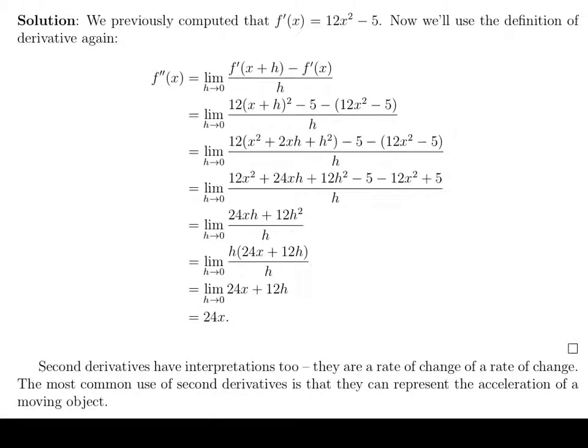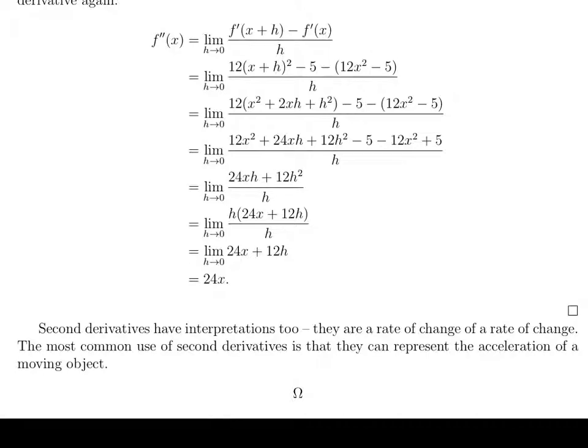Now we should talk a little bit about interpretations of the second derivative. So we would say that they're a rate of change of a rate of change. And physically, the most common use of second derivatives is that they can represent the acceleration of a moving object. And we'll talk a little bit more about that later on. Okay, that's all for now.